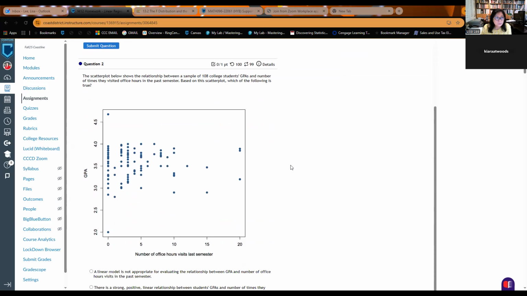And question 2, this one we call a scatter plot, right?